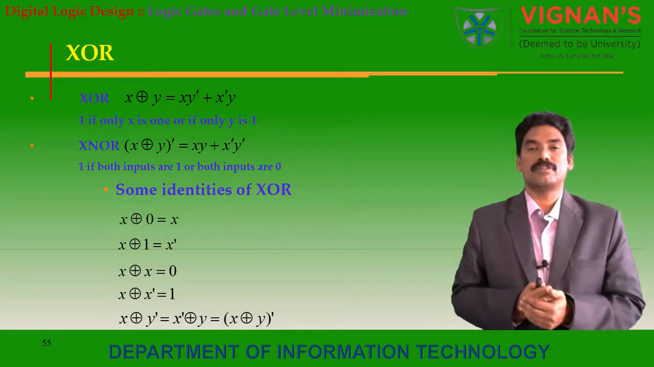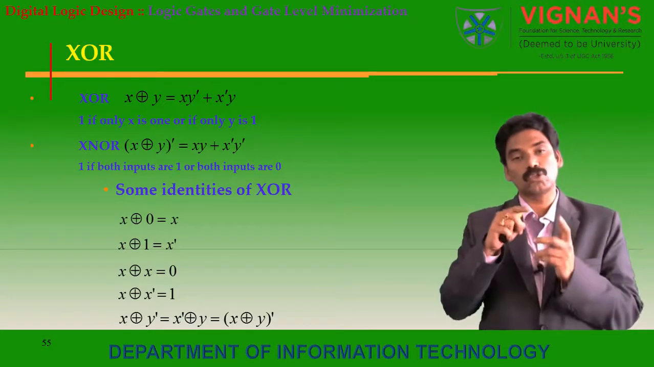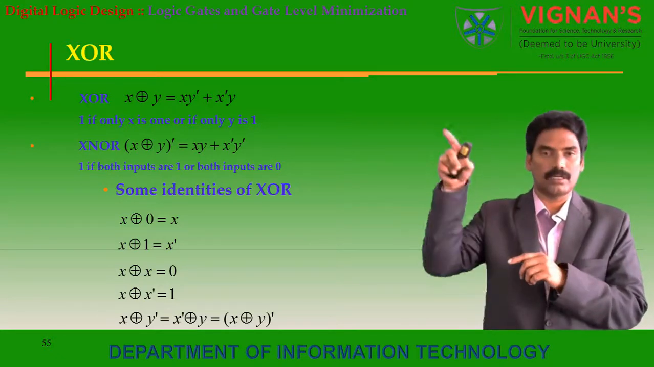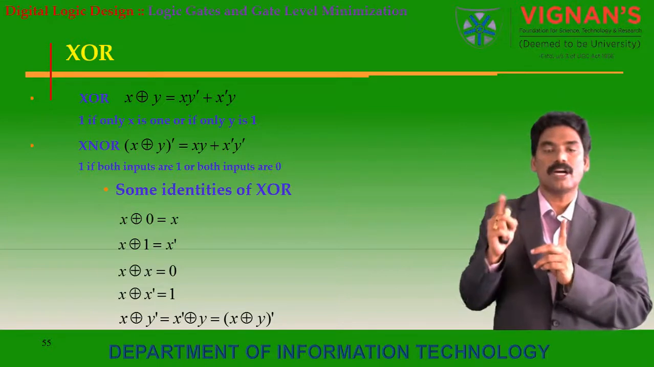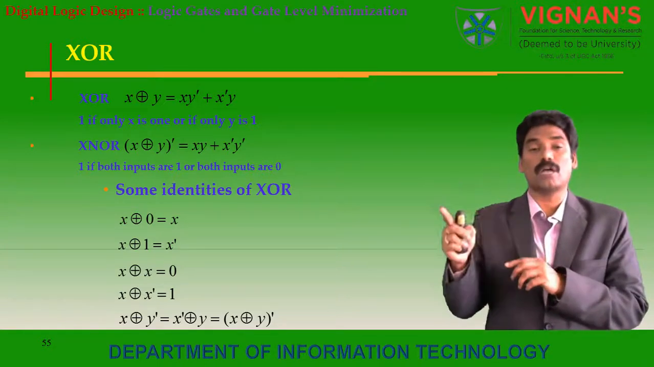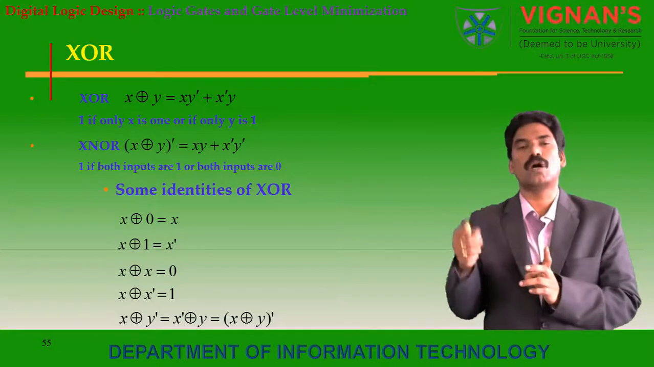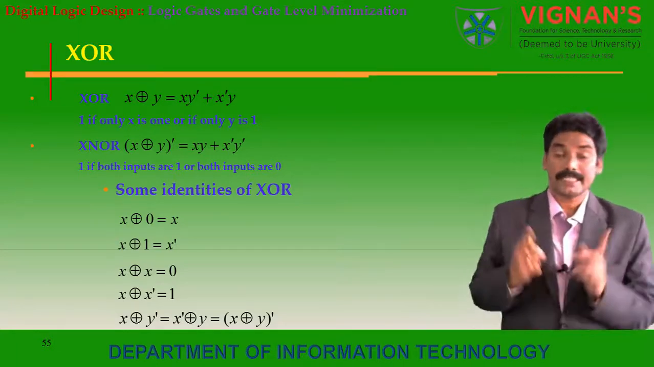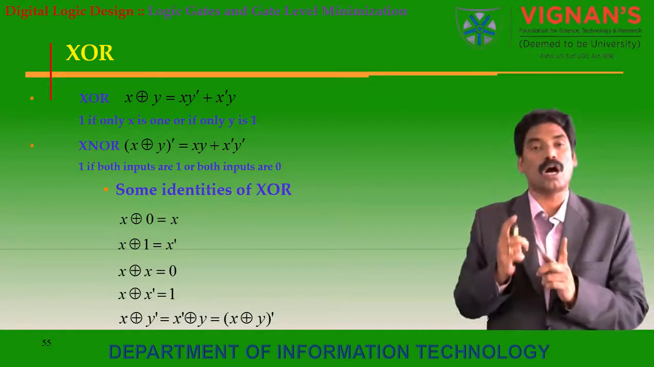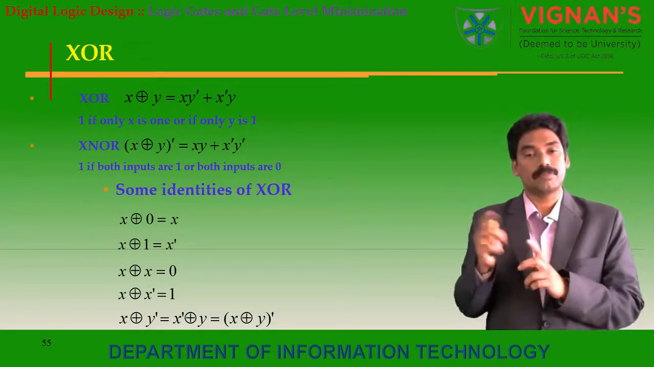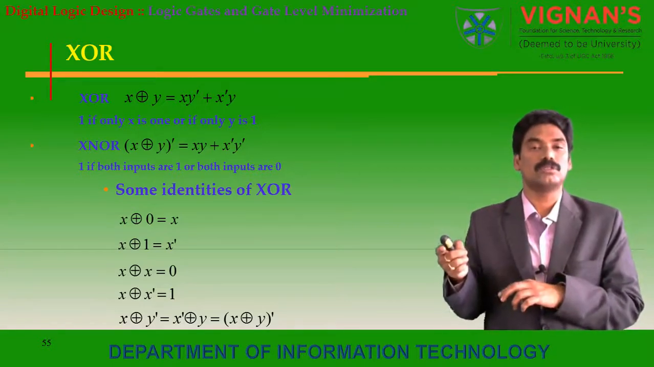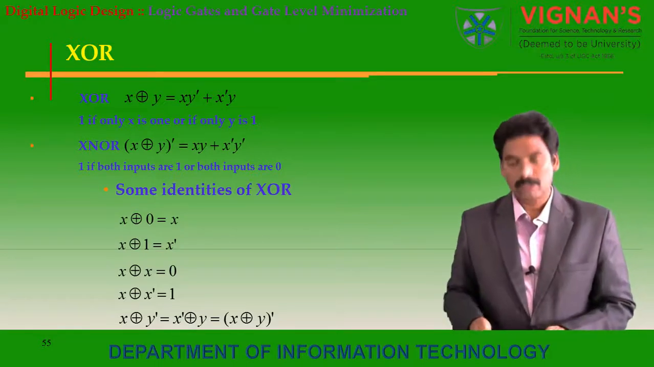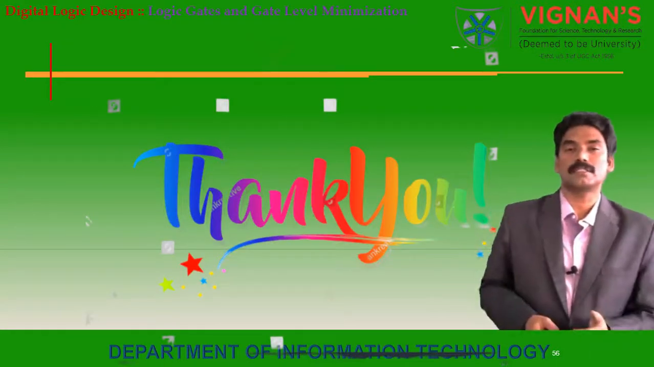And some identities of XOR are x exclusive OR 0 is equal to x, x exclusive OR 1 is equal to x bar. This is the identity of XOR. And x exclusive OR x is equal to 0, x exclusive OR x bar is equal to 1, and x exclusive OR y bar is equal to x bar exclusive OR y, that is equal to x exclusive OR y whole bar. This is about the XOR gate, and with this we have completed this session.